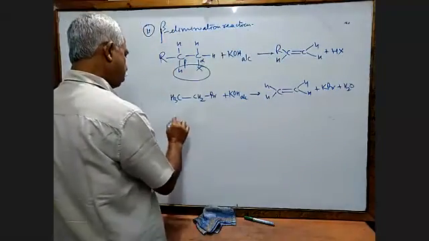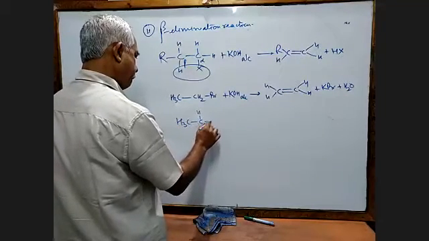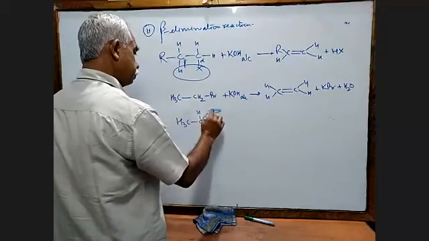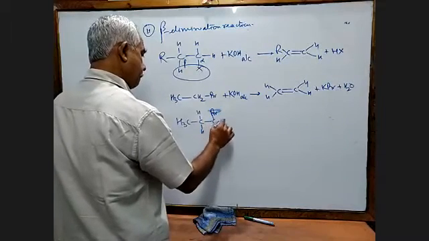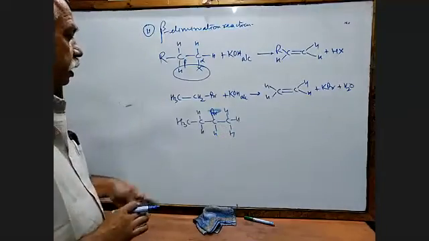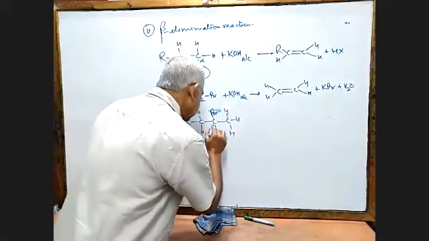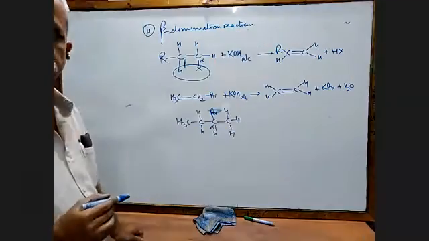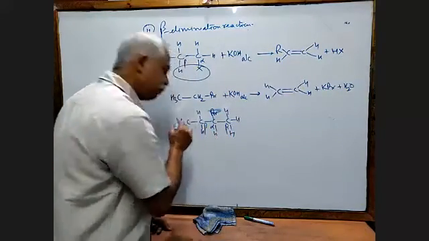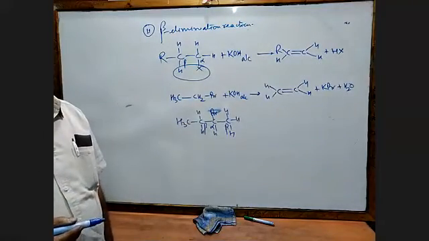Clear? Now, look very carefully, because it is a beta elimination reaction. Look. This carbon which contains the leaving group, we call it alpha. Next carbon is what? Beta. So you have a beta on the right hand side, you have a beta on the left hand side. So hydrogen can go from both the carbons.